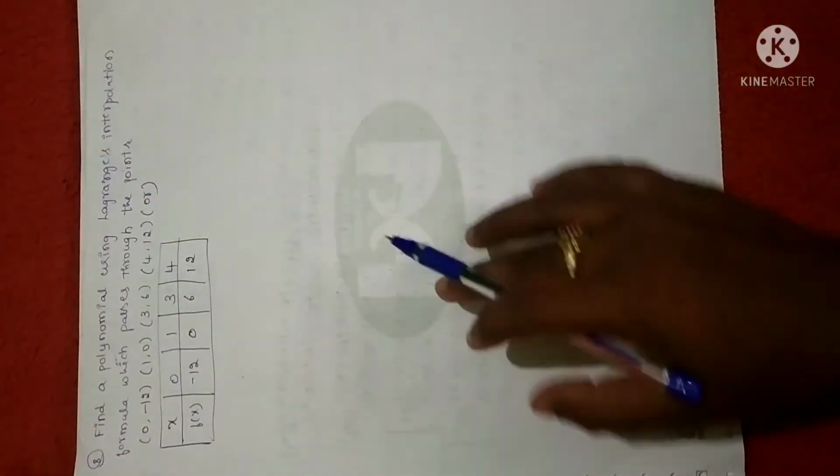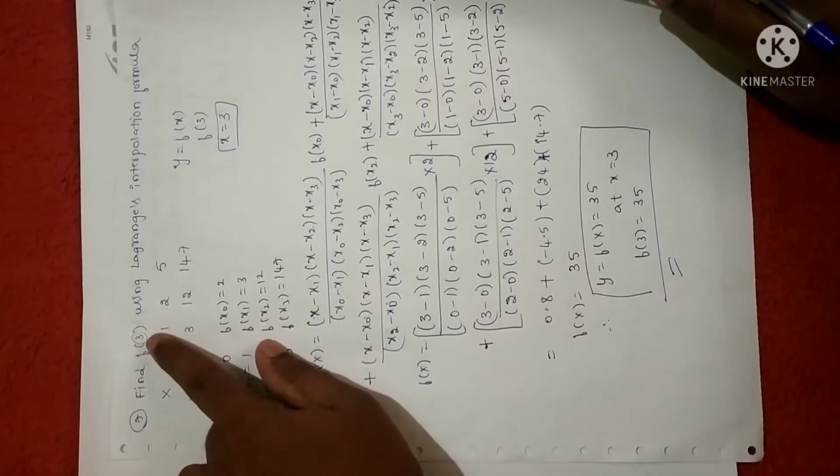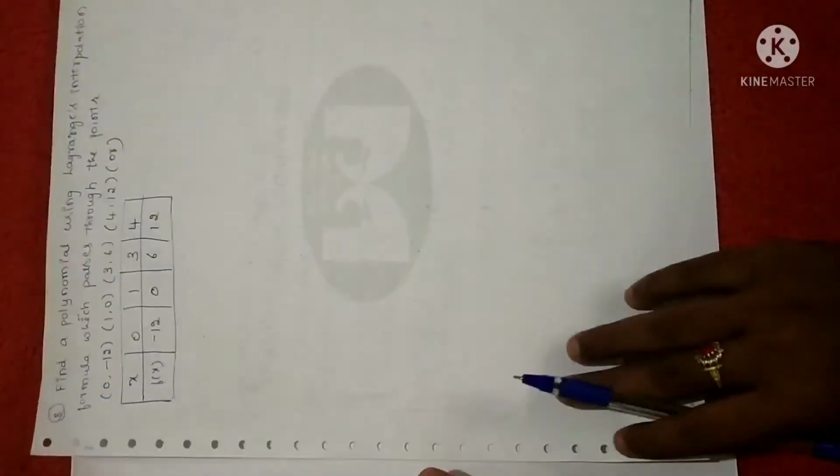Now let me solve one more problem. So here is the problem. Find the polynomial using Lagrange interpolation. We need to find the polynomial. So what are the problems we have solved so far? There we are asked to find f of 3 and f of 1, f of 2, something like this. But in this problem they have asked you to find a polynomial.